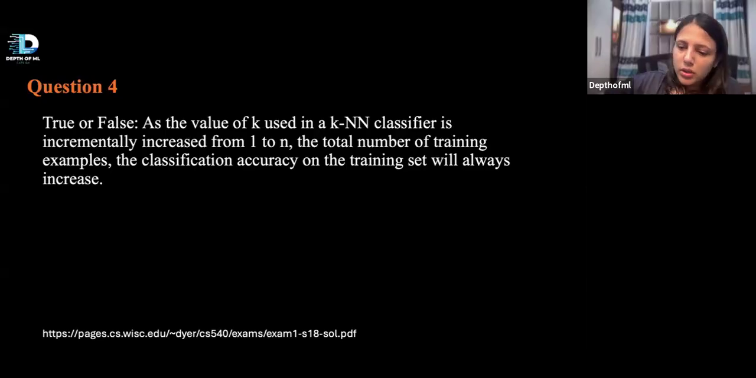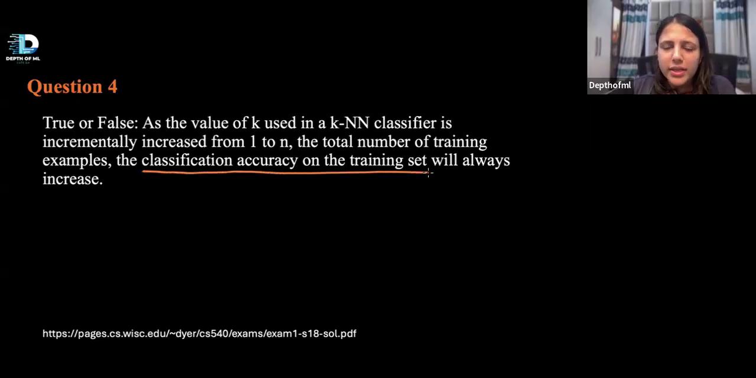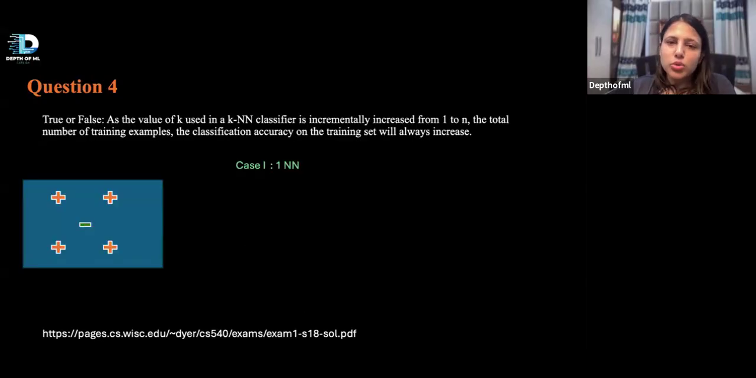So here I'm saying classification accuracy of the training set. What is the meaning of training set? You have remembered your training set already, right? When I'm saying training set accuracy, basically it is how well it's classifying the training data points. So let's do this, and we'll know how it works.